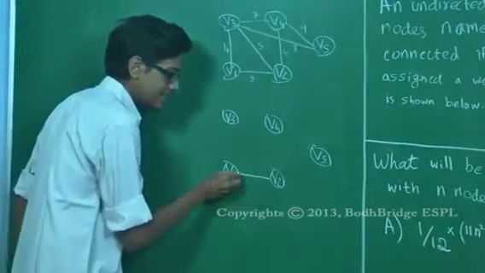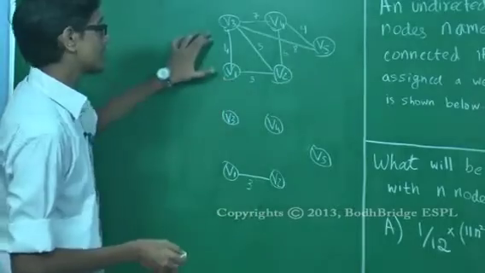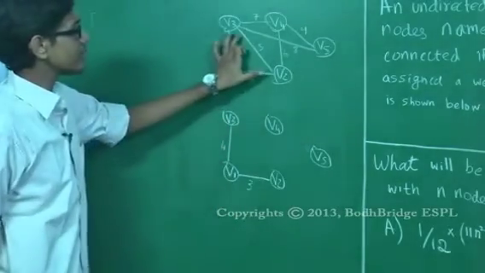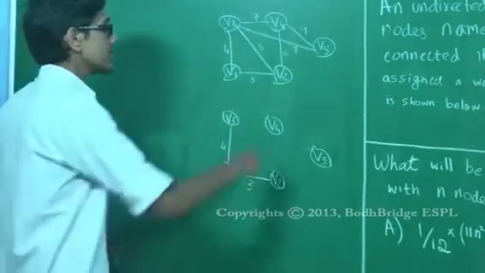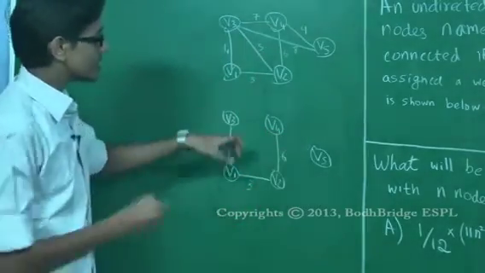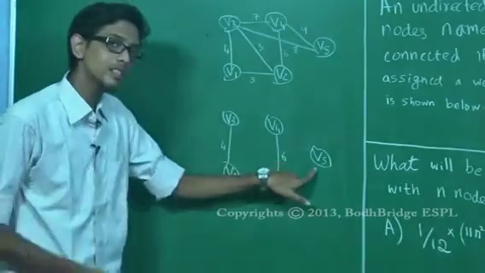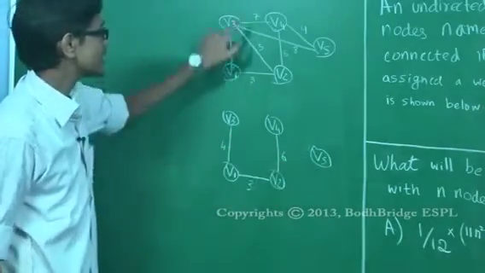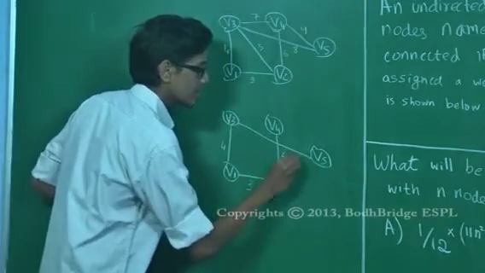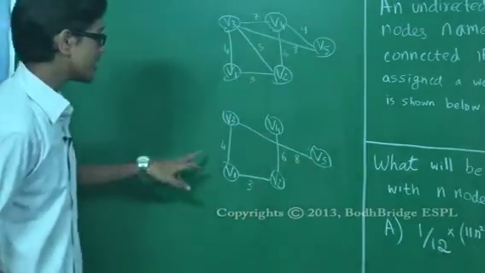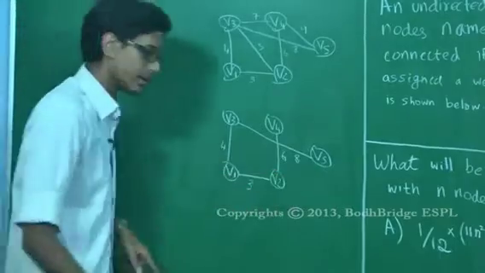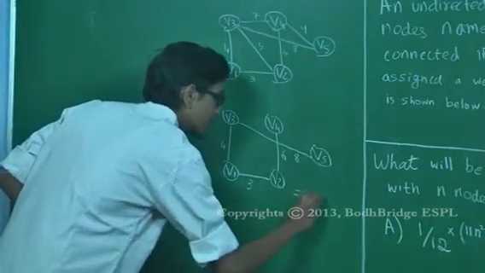So we first add 3. The next smallest is 4, we add 4. The next smallest is 5, but we cannot add 5 because it forms a cycle. The next smallest is 6. We still need to keep adding because V5 is still not discovered. The next smallest is 7, but it forms a cycle, so don't add it. The next smallest is 8, so add it. So the cost of this tree is 4 plus 3, 7, 7 plus 6, 13, 13 plus 8 is 21. So the cost is 21.